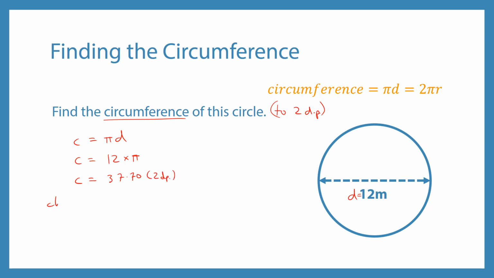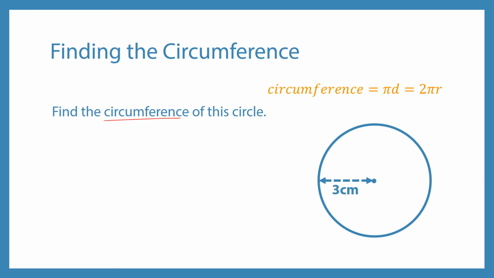Now we could check this using c equals 12 times pi, where pi is about 3. Sorry, that's a bit messy. And then we're going to get 36, which is pretty close to this one, so we can assume it's probably correct.